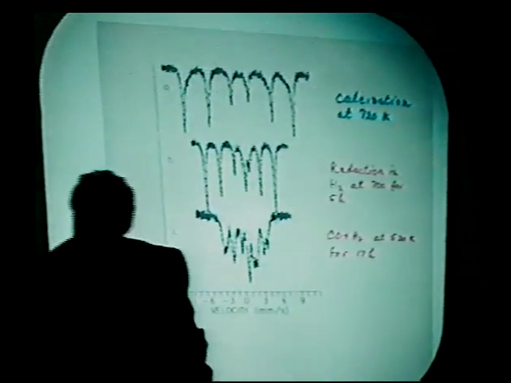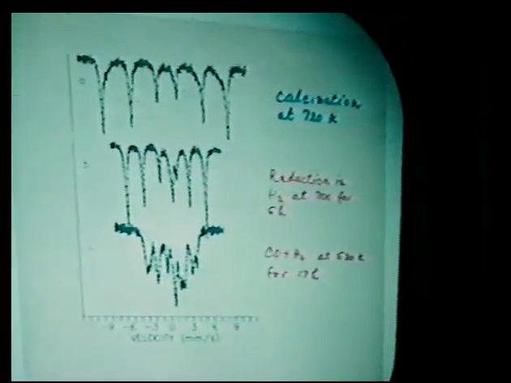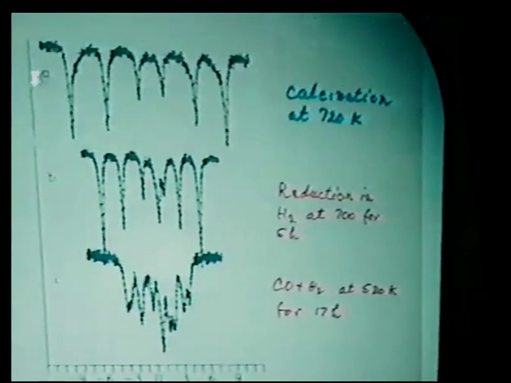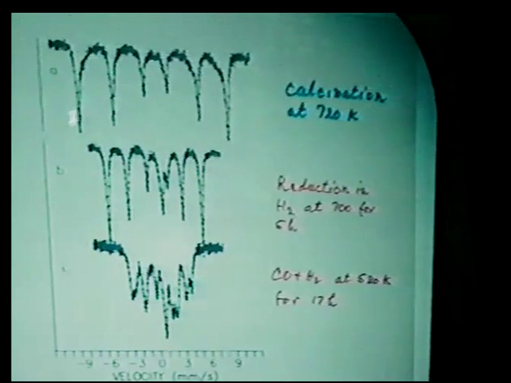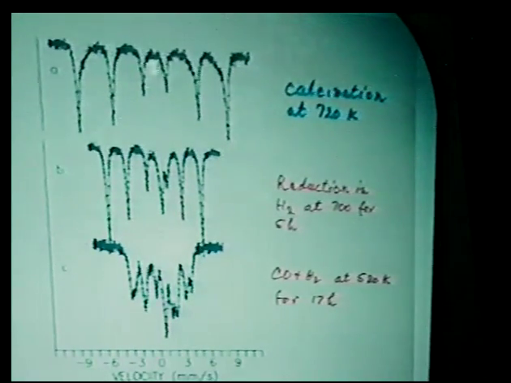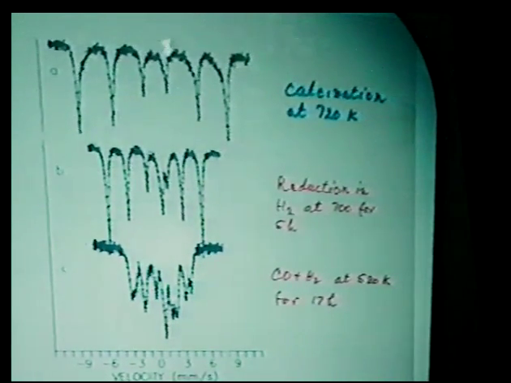And this is an iron magnesia catalyst, 10% iron on magnesium. After calcination, you have an alpha iron oxide here. It's again a very difficult spectrum. After reduction at 700 K for 5 hours, the catalyst is nearly reduced into large iron particles.